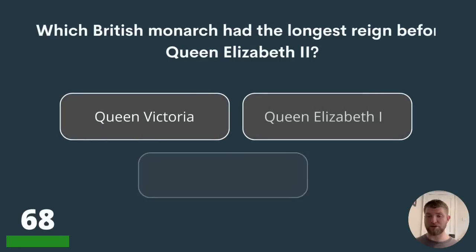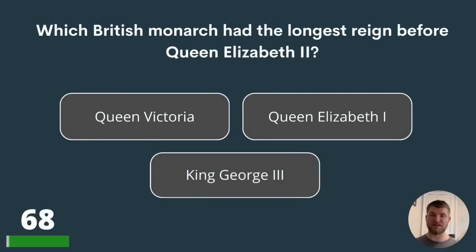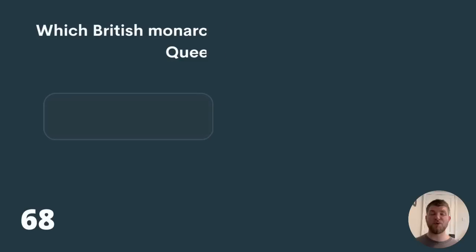68. Which British monarch had the longest reign before Queen Elizabeth II? Was it Queen Victoria, Queen Elizabeth I, or King George III? The correct answer is Queen Victoria.